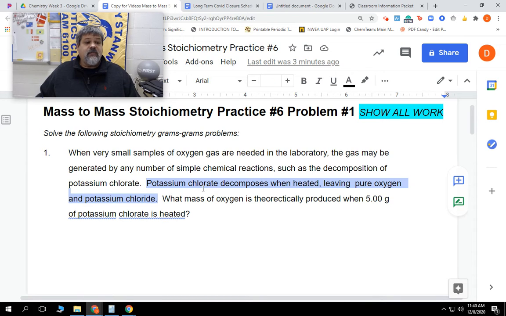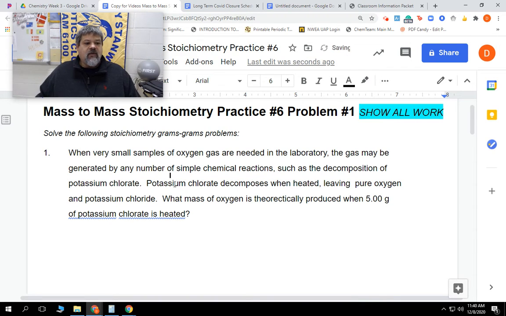So potassium chlorate decomposes. That means it's going to break apart. So that's our reactant, potassium chlorate. And it's done this when it's heated. Now, heat is just a catalyst to get the decomposition going. And it's going to leave pure oxygen and potassium chloride. So we're going to start off by doing potassium chlorate.